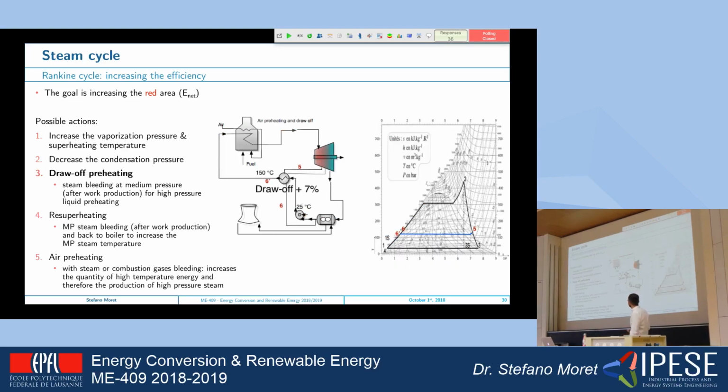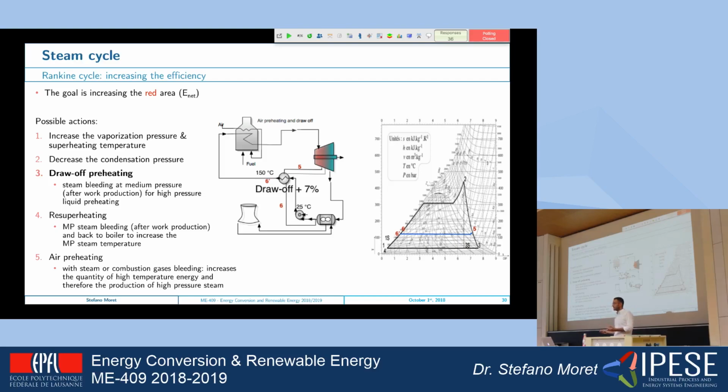So one of them is to draw off some of the steam at medium pressure here during the expansion of a turbine and use it to preheat the liquid. So overall, this is a sort of cogeneration.